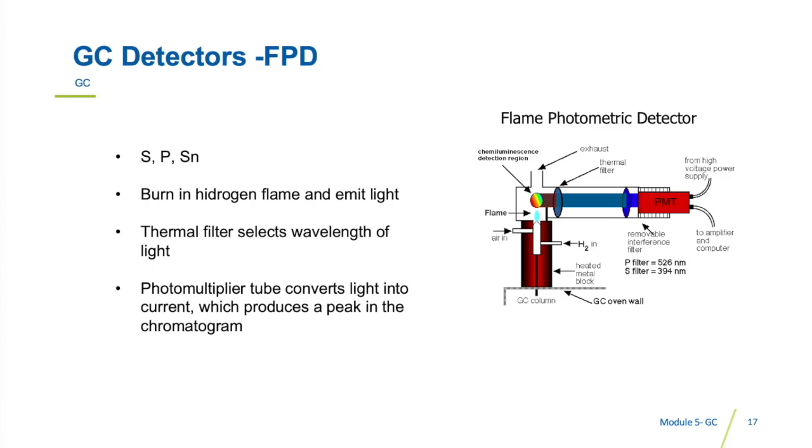The flame photometric detectors, FPD, are good for sulfur, phosphorus, tin, and a few other elements that burn to specific colors or wavelengths in a hydrogen flame. FPD is highly sensitive and selective, which makes it well suited for food contaminants, where there are usually low concentrations. In addition, it's a very stable detector. It is especially useful in the food safety laboratory to measure phosphorus pesticides.